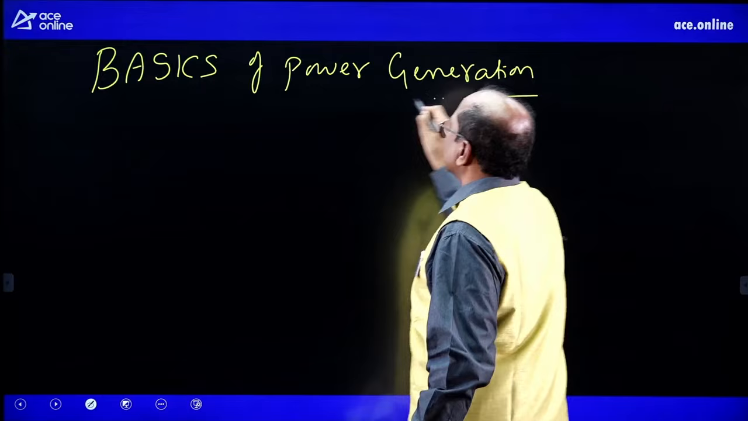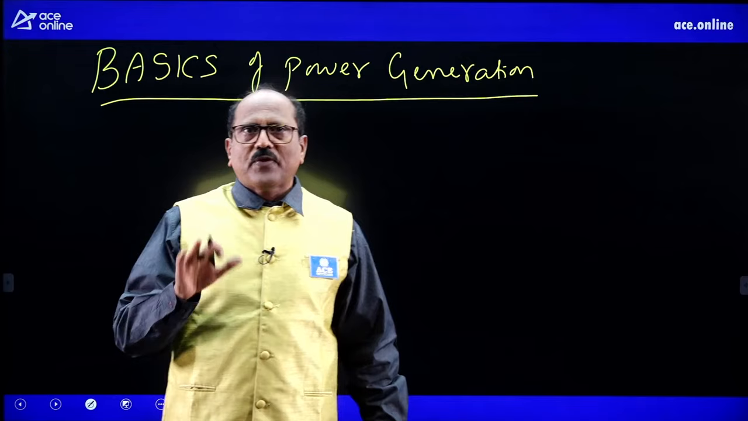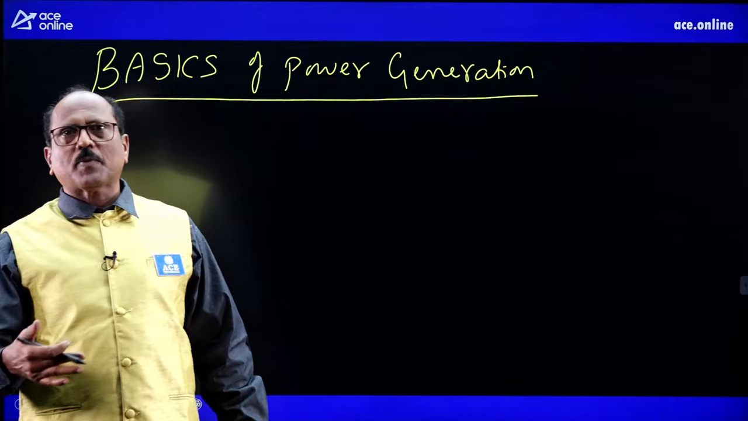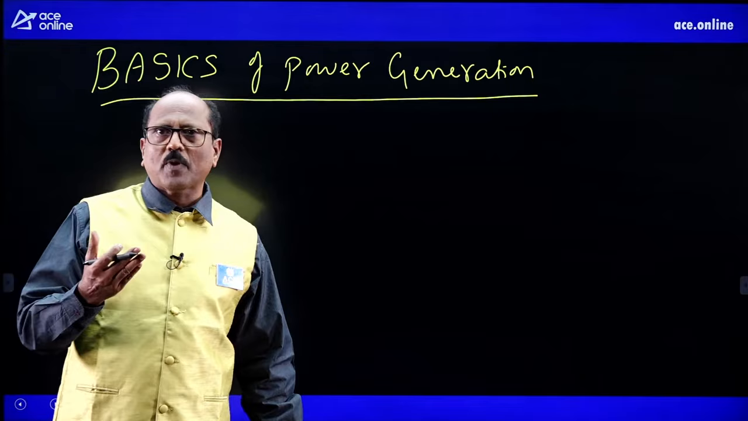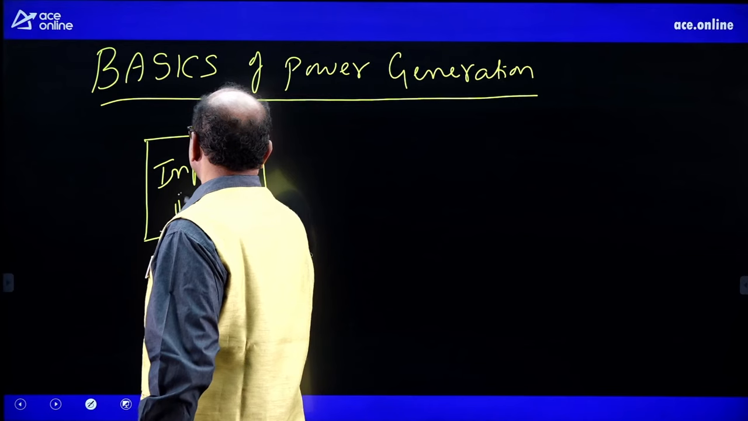A power plant is a place where electrical power is produced, for which we need some components. To have the shaft power, the mechanical power, we need some inputs. The inputs can be hydropower, the inputs can be thermal power, right? So we need to have input power. Options are there: thermal input power.